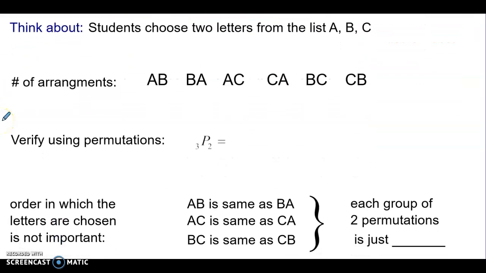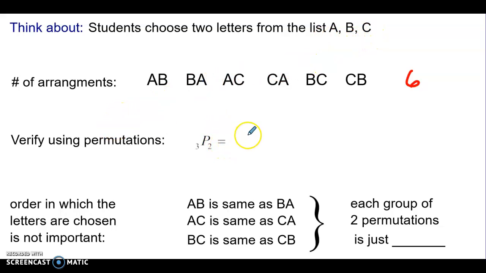Think about students choosing two letters from the list A, B, C. The possible arrangements we can have are AB, BA, AC, CA, BC, CB. There are 6 different arrangements to arrange 2 of 3 letters A, B, C.